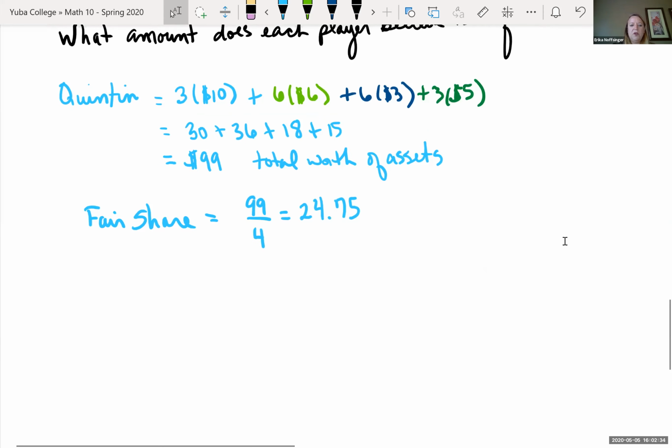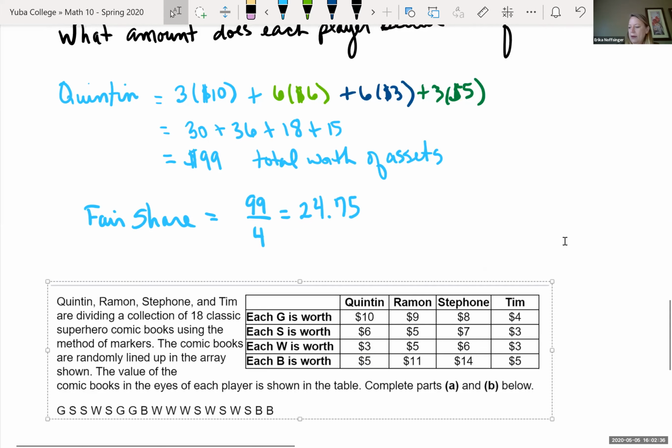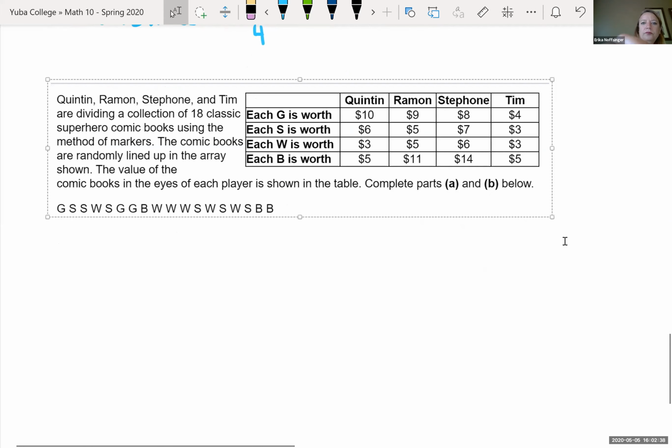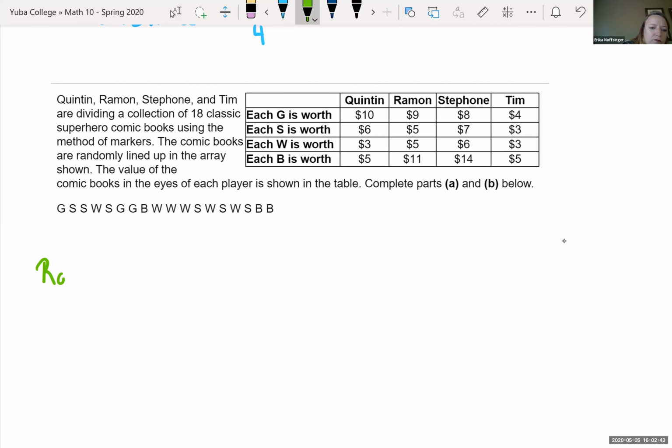Awesome. So let's do the same thing now for Raymond. So Raymond, what do we got? First, we got to figure out what the total amount of all the comic books is worth for Raymond, and then figure out his fair share. And so going down the line, we had counted how many comic books before.